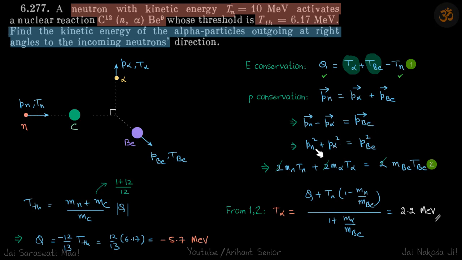Now because we are given the kinetic energy, we'll convert everything into kinetic energy. So 2 Mn Tn plus 2 M alpha T alpha is equal to 2 M Be T Be. Now in equations 1 and 2, our only variables are T alpha and T Be. We are asked to find T alpha. So we'll just eliminate T Be and our answer will be this much.